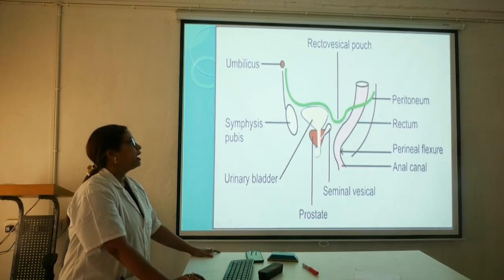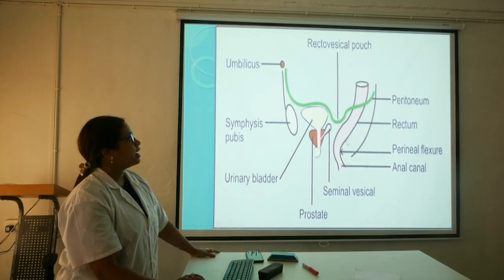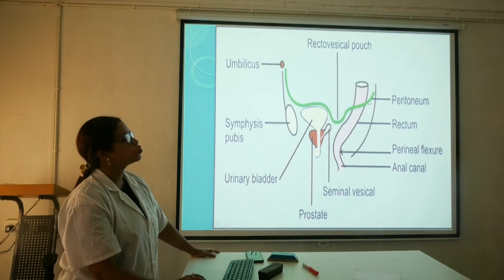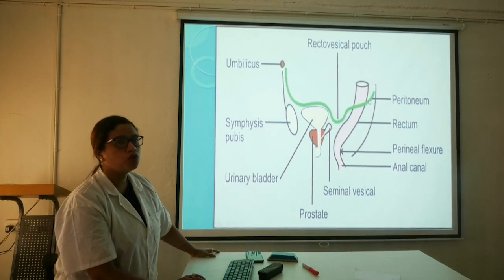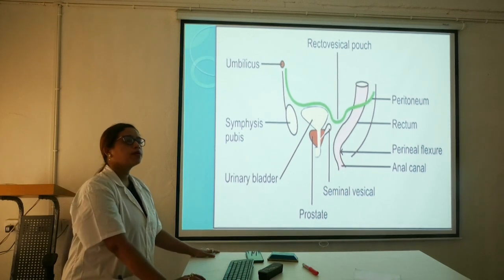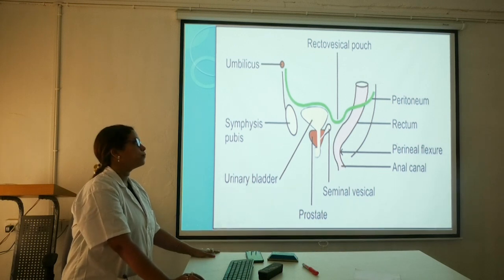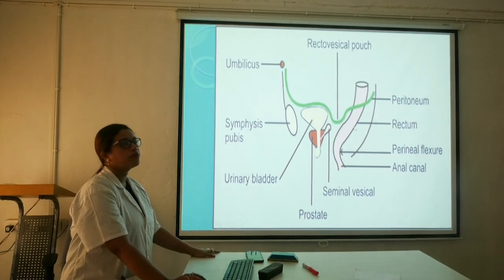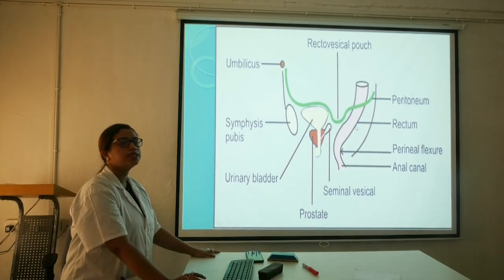Okay, and see at last, you could see there is one type of peritoneum which is covering the superior surface of sigmoid colon. So it is known as sigmoid mesocolon. Okay, and you could see the rectum, the convexity of rectum. Why is it convex? Have you seen the sacrum?